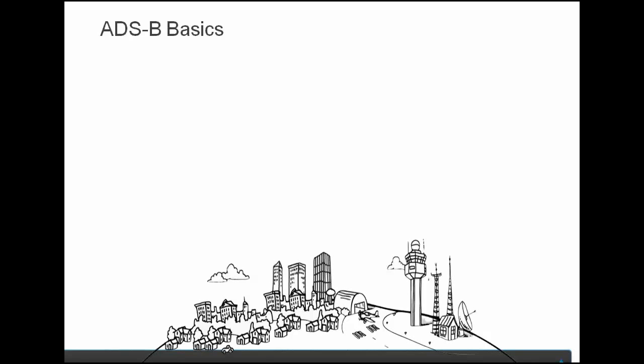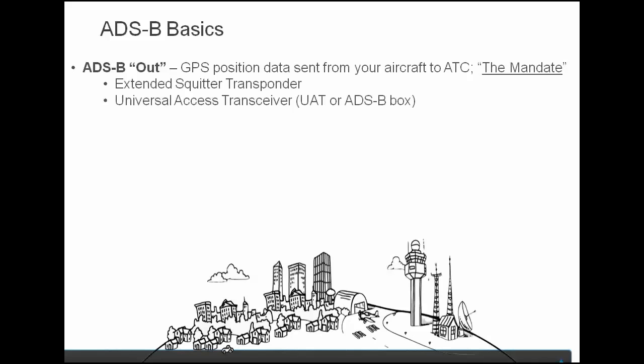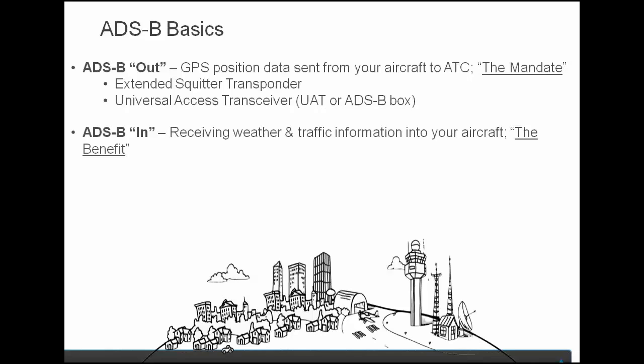So let's get started. Again, the basics of ADS-B. I know a lot of you know this, but we're going to cover it quick. ADS-B Out. This is the mandate. This is where the GPS information from your aircraft gets sent out to other aircraft and air traffic control. And remember, this is the mandate. This is the only part that has to be done. And it can be done via the extended squitter transponder or the universal access transceiver, or like the GDL 88 box can do that.